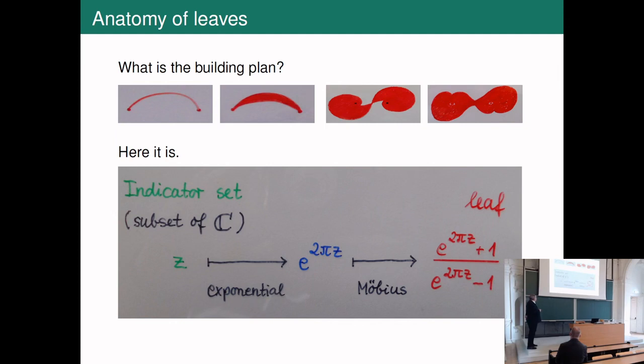So let's conclude with the following. You have seen all these sets. The question is, what is the building plan for these sets? Here it is. We start with a green set. This is called the indicator set. We take a point, a number in this set, take the exponential, and then this Möbius transform. And the result we obtain here is the leaf.